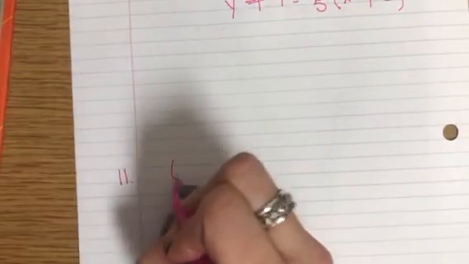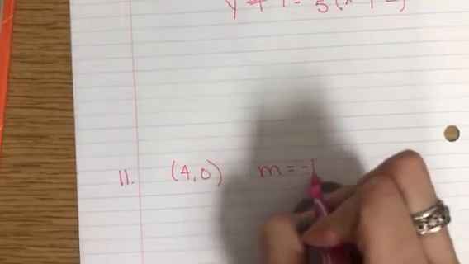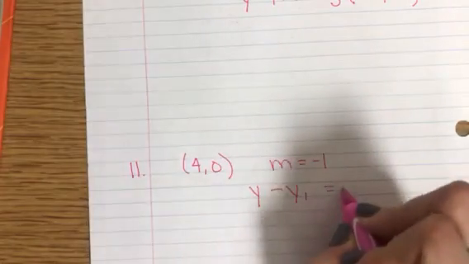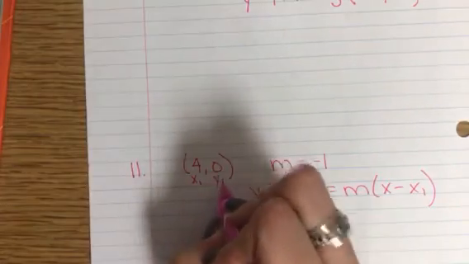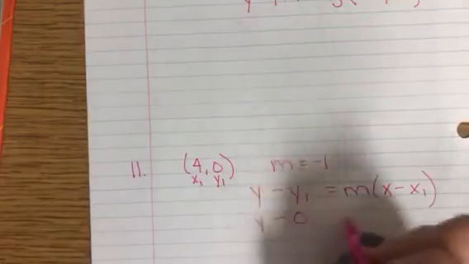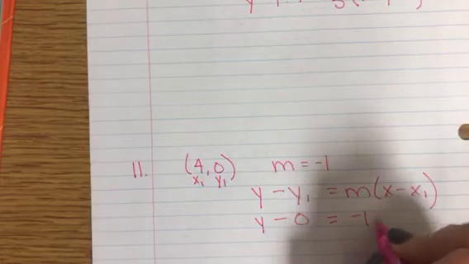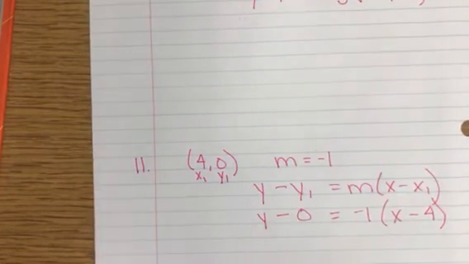If we look at number 11, 11 is the point (4, 0), and we have a slope of -1. We'll plug into point-slope form. So we'll say y minus, our y coordinate is 0, equals m, which is -1, times x minus our x coordinate, which is 4. So you'll also need to solve this one for y.